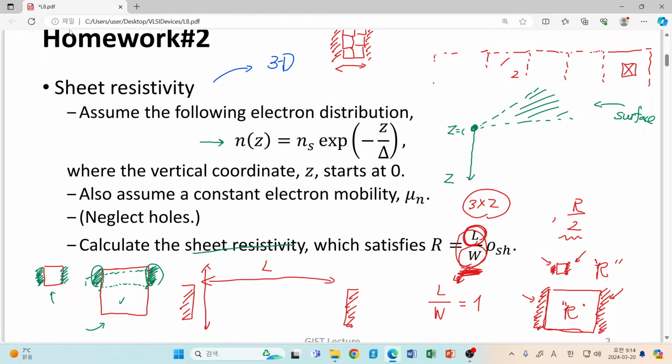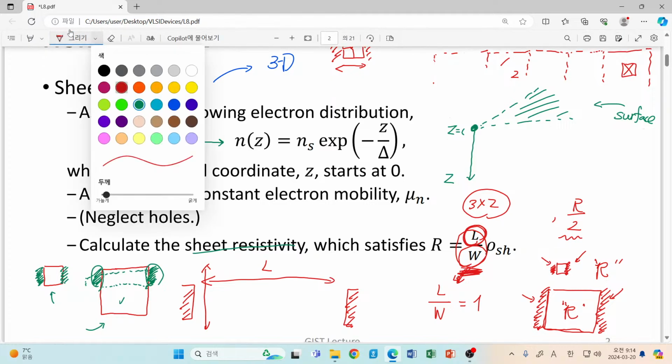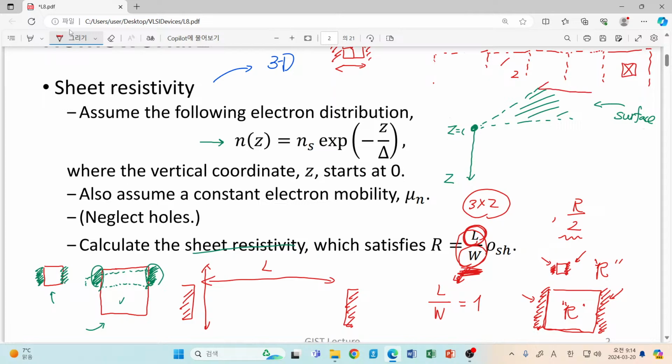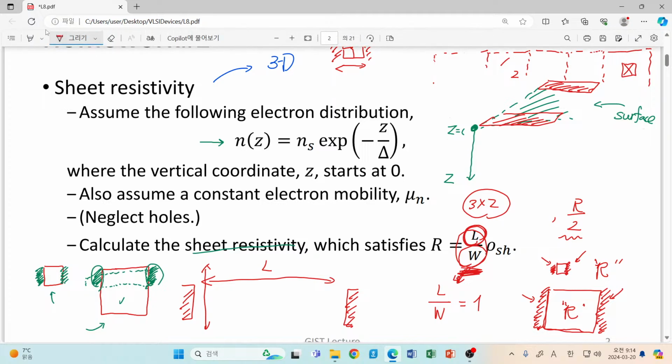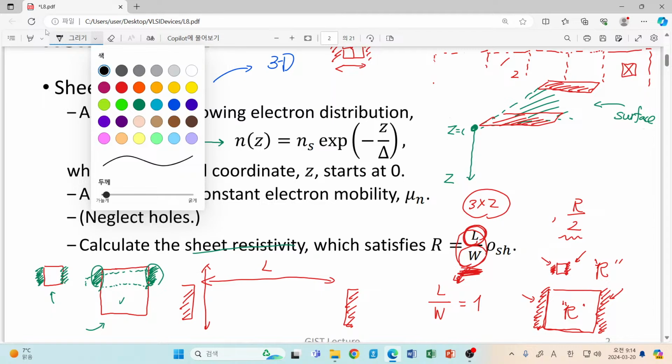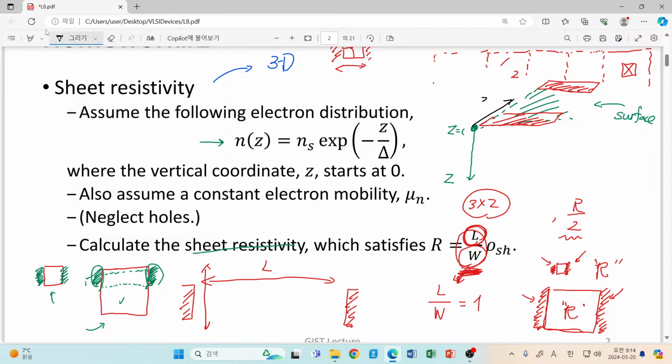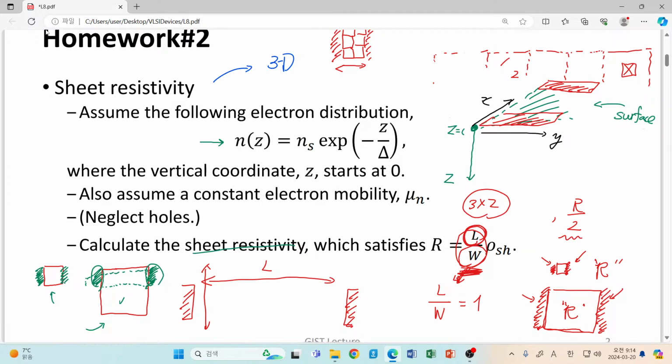For example, in this case, you may draw your first contact here, and you may draw your second contact here. That happens. And where are the two other coordinates, x and y? Of course, maybe this direction can be x. For example, this direction can be y. So this is the case.